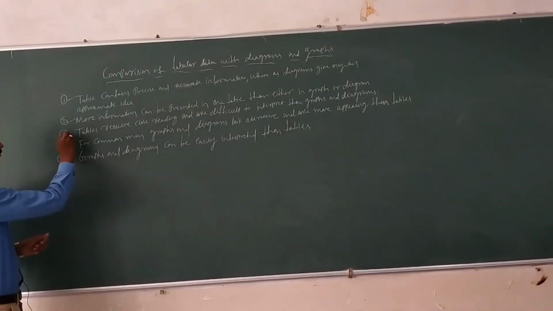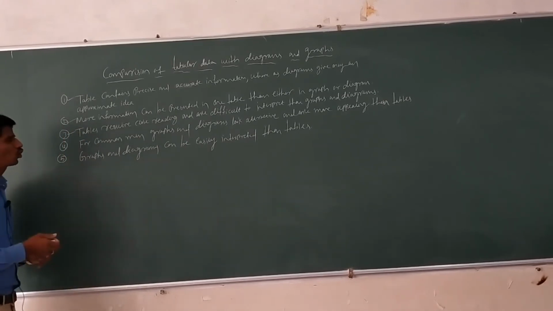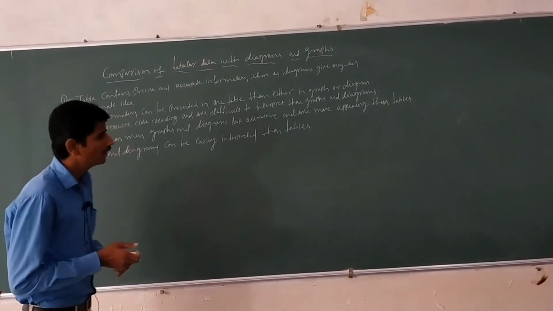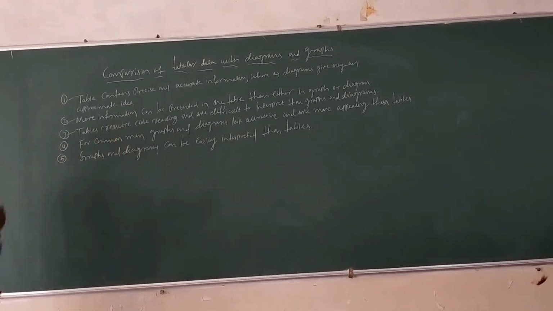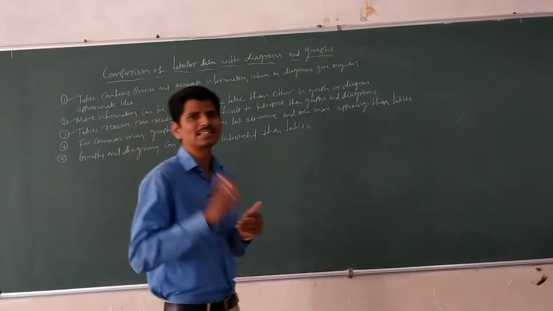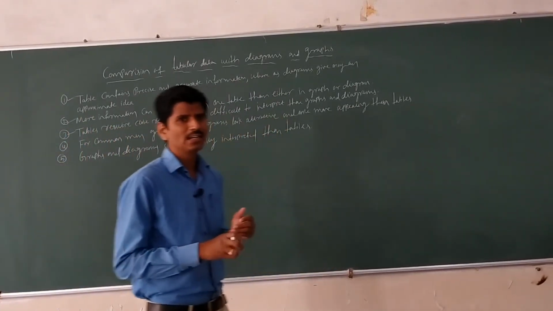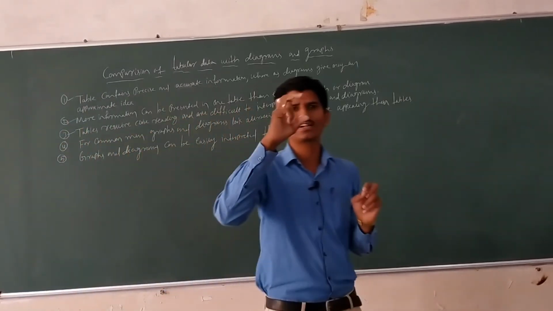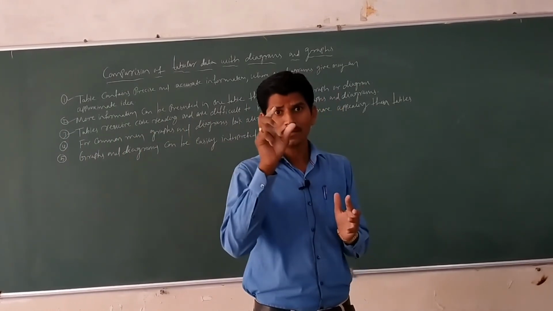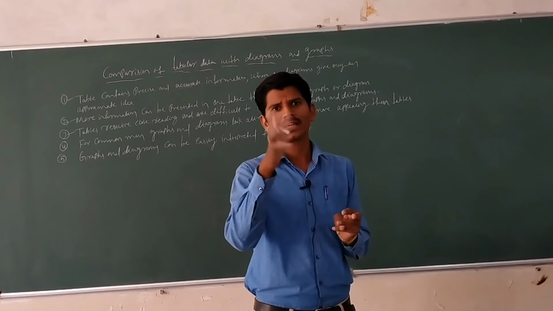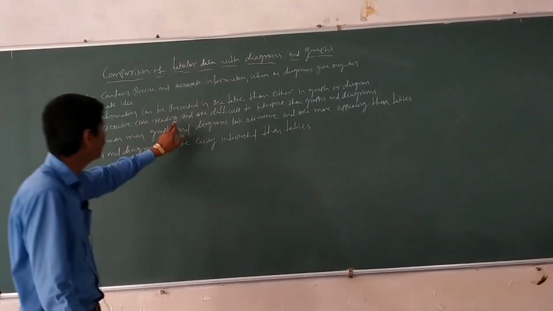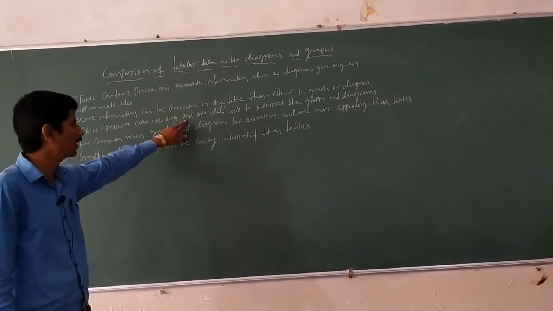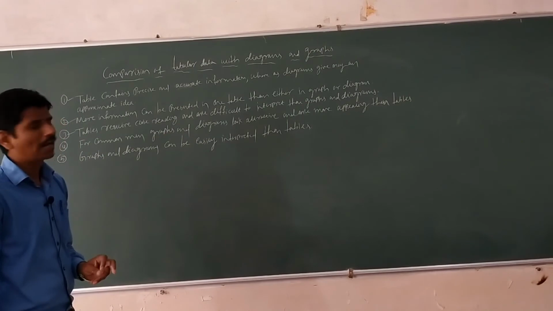The next, third one: tables require close reading and are difficult to interpret than graphs and diagrams. Because the table contains numerical data, it requires close reading. You have to go point to point; if one value is missed, everything goes wrong. Here it requires close reading and is difficult to interpret and explain than graphs and diagrams.